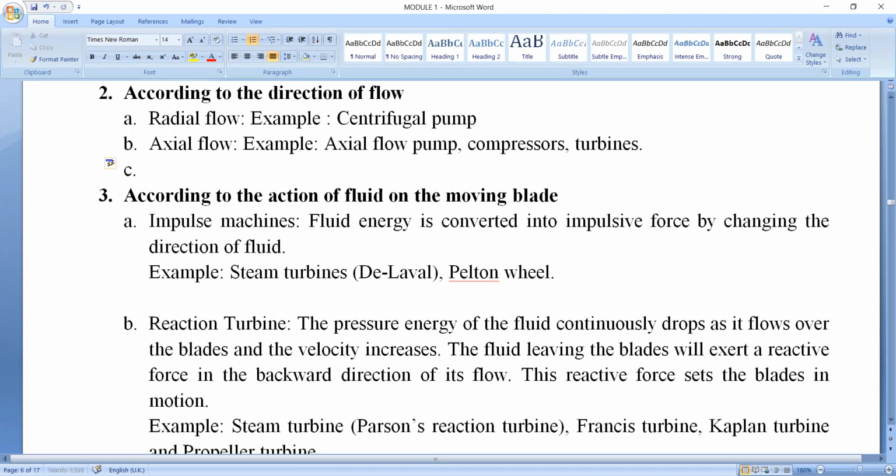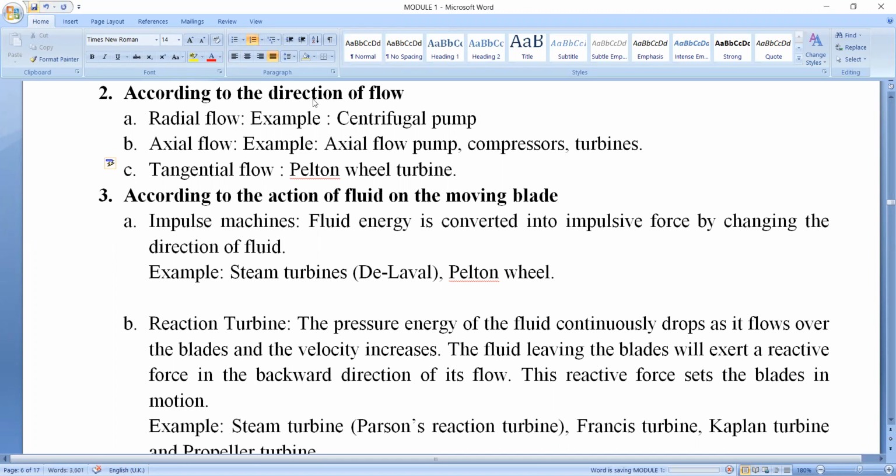That is, tangential flow turbo machines. Based on this, the example is the Pelton wheel turbine, okay. I hope this is clear.